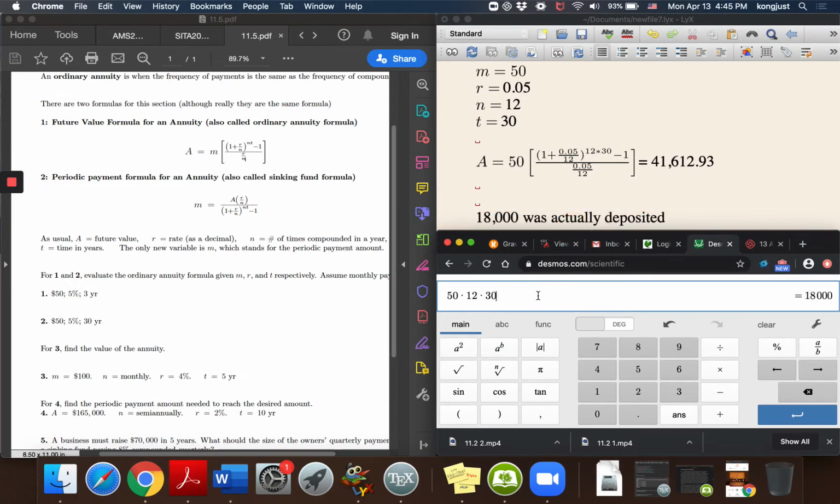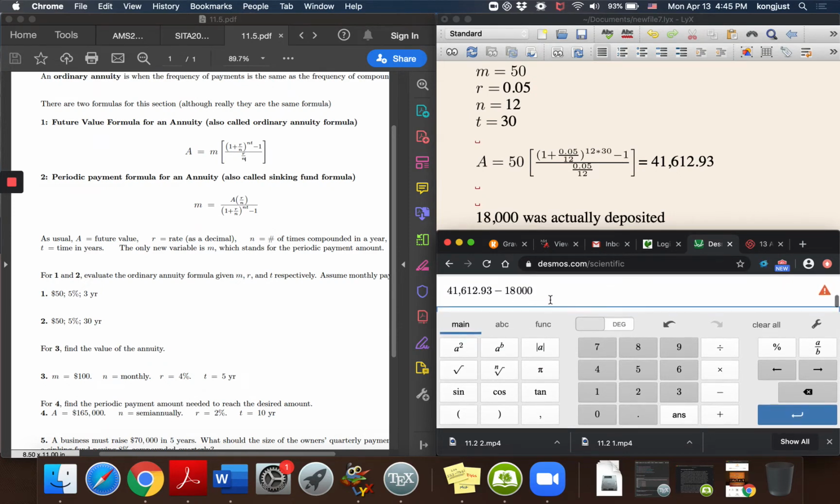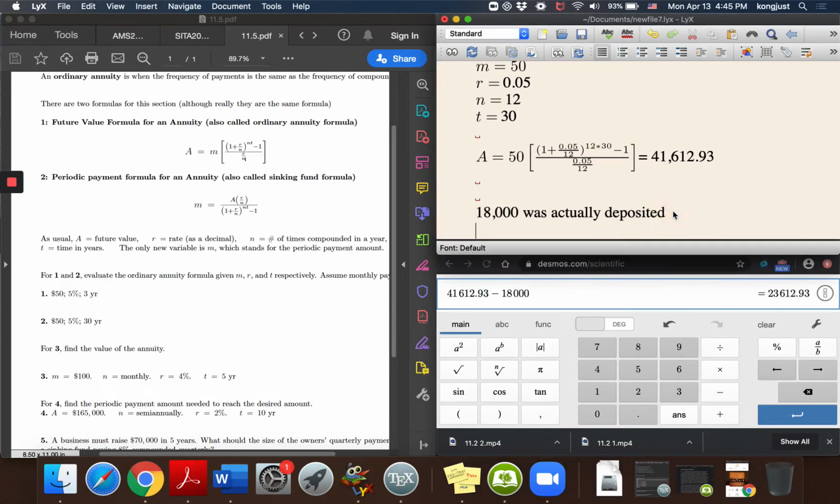All right. So how much of that was interest then? 41,612.93 minus 18,000. That means, oh, what did I do? Oh, there's no comma here. That means 23,612.93 was earned in interest. And there it is.